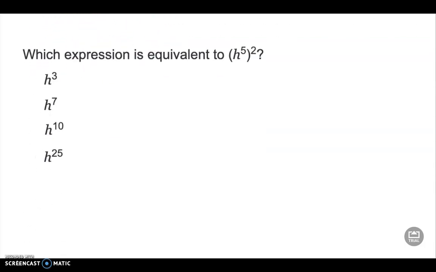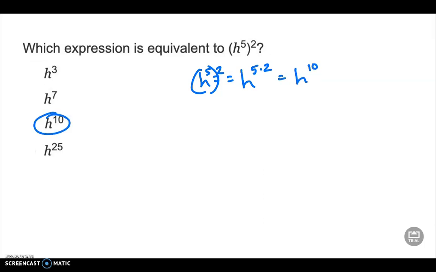Which one is equivalent to h to the 5th, all to the 2nd power? Again, we're going to multiply, so that's the same thing as h to the 5th squared is equal to h to the 5 times 2, which is h to the 10th. So this one right there.